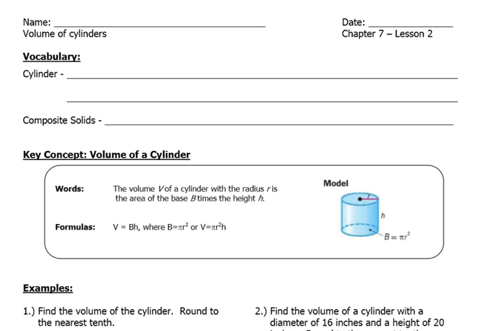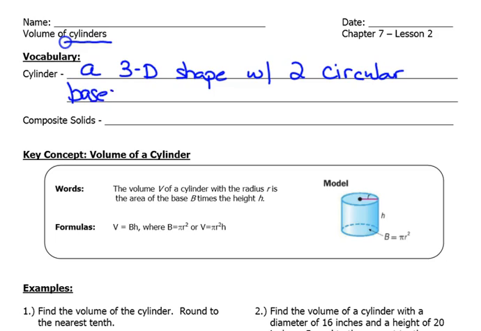Okay, ladies and gentlemen, today we're going to get into our next lesson, which is a lesson on volume of cylinders. This is something that we didn't do last year, but it's very much related to what we just reviewed with our volume of prisms. So a cylinder is a three-dimensional shape with two circular bases. It kind of looks like a can. And if you see here, we have one circle at the top and then one circle at the bottom.